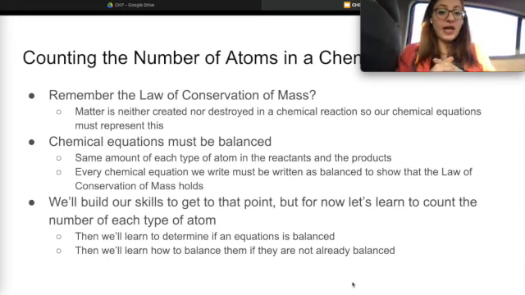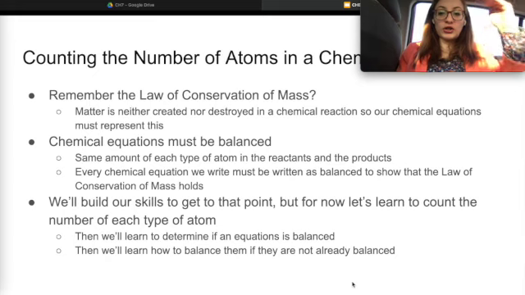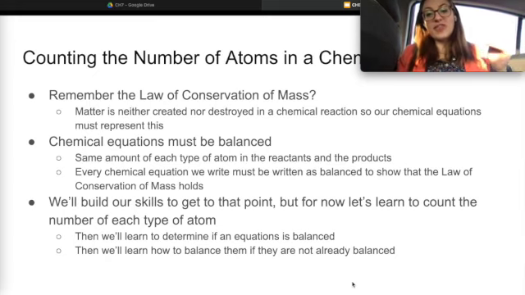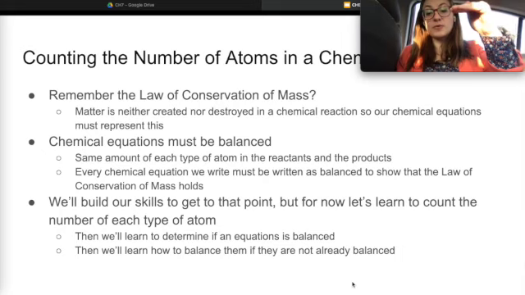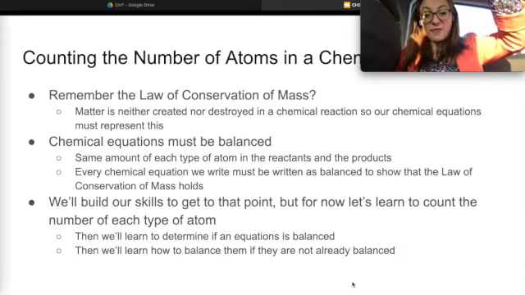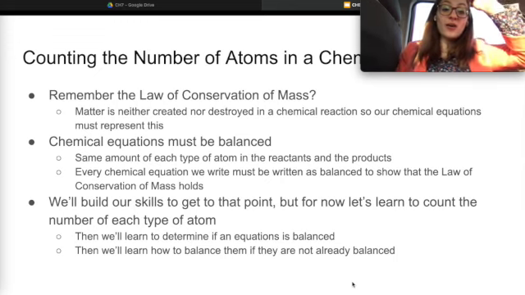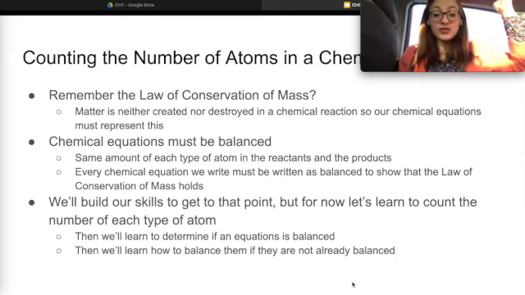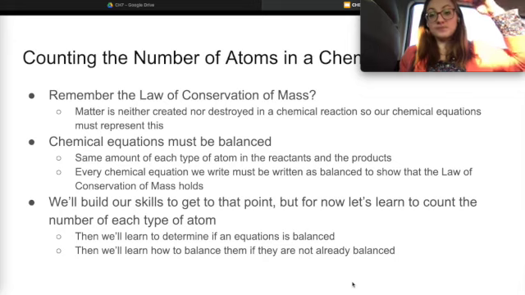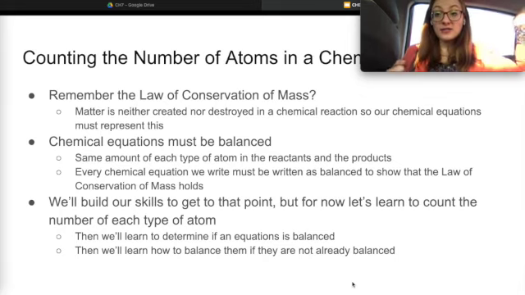So we'll build our skills to get to that point, but for now, we're just going to learn to count each type of atom so that we can later on use that skill to determine if a reaction is balanced. So we're going to learn how to count the number of each type of atom. Then we'll learn to use that information to determine if an equation is already balanced or not. Then, once we know if it's balanced or not, we will use our counting atom skills to determine how to balance them if they're not already balanced. So, that's kind of where we're going here.